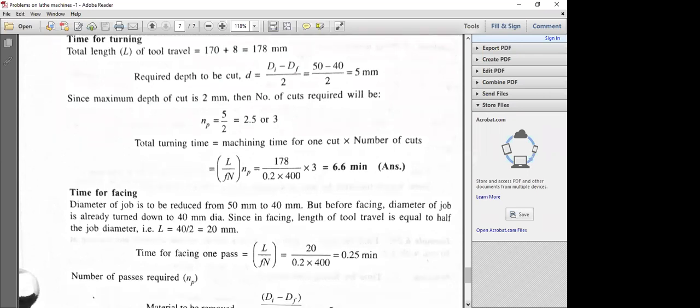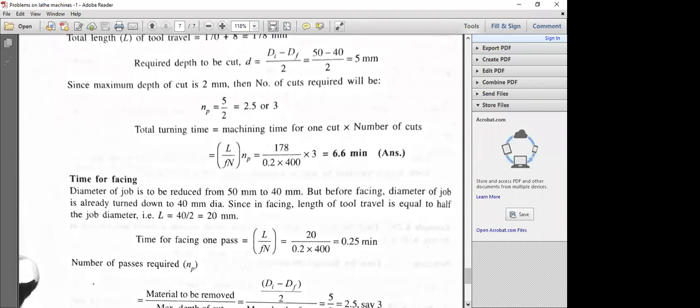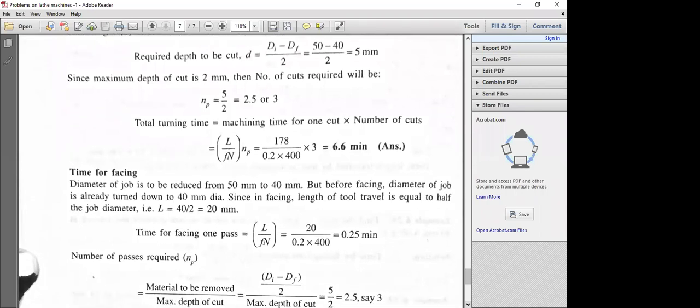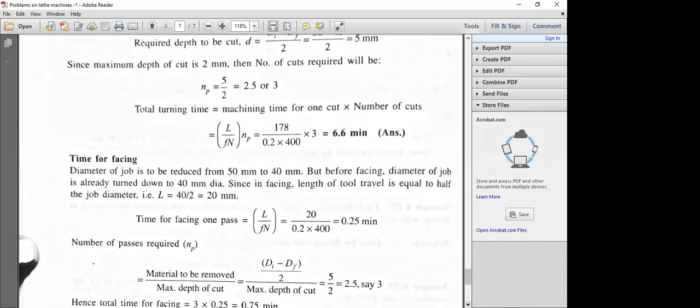So how many passes are there? You have calculated that for turning. But from the fundamentals, what is the material to be removed? It is (Di minus Df) by 2, divided by the maximum depth of cut. So you have got that as 5 by 2. The maximum depth of cut versus the required depth of cut.